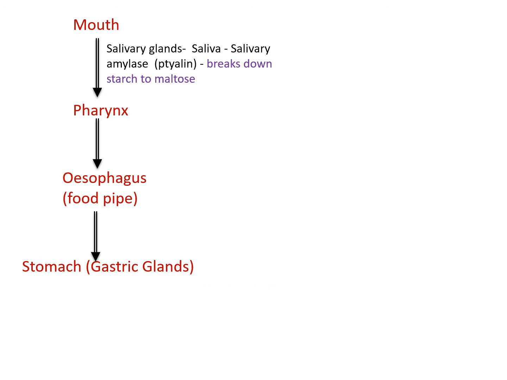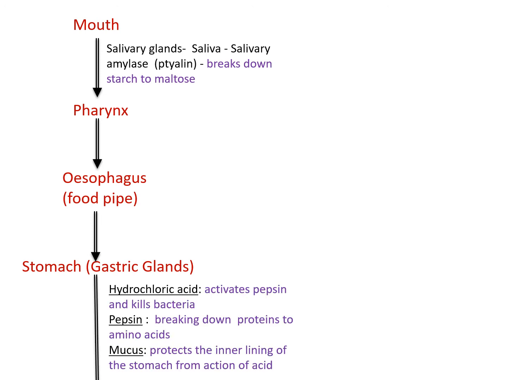The stomach has gastric glands which secrete hydrochloric acid, pepsin, and mucus. Hydrochloric acid activates pepsin and kills the bacteria. If the acid is not present, then the pepsin does not become an active form. Pepsin breaks down the proteins to simple absorbable compounds called amino acids. And the mucus protects the inner lining of the stomach from the action of hydrochloric acid.